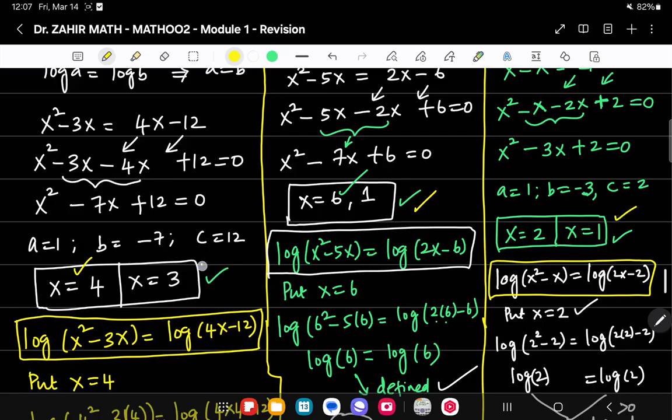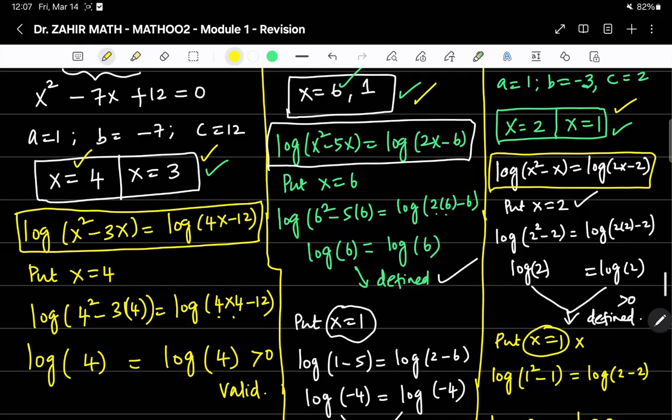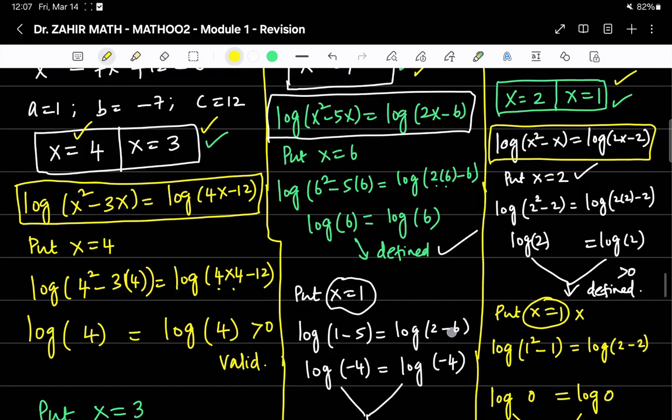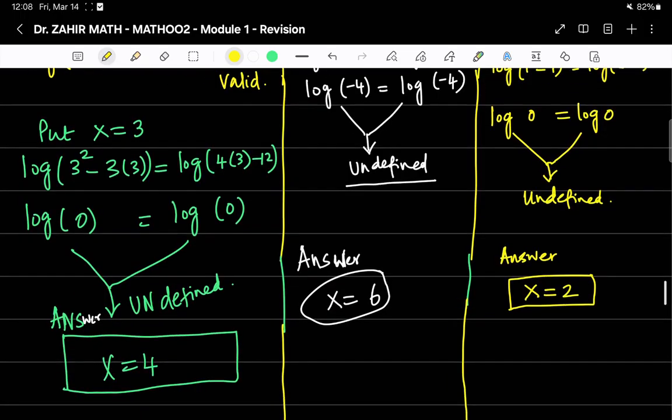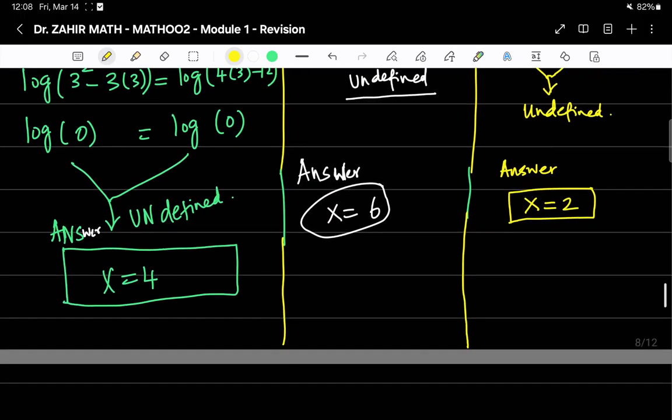And this is very important. After that you just check quickly. Put x is equal to 6 in your equation, whether it is defined or not. Put x is equal to 1, defined or not. So in each question, try to put these values in the equation. If it is defined, take the values. If it is not defined, then just neglect or don't consider that value.